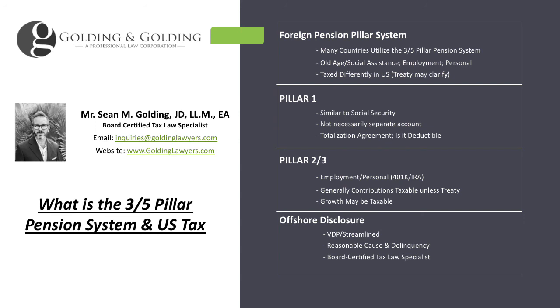If you're out of compliance and you want to consider getting into compliance, there are lots of amnesty programs available. There's voluntary disclosure, VDP, for people who are willful or just can't certify under penalty of perjury that they're non-willful, streamlined filing compliance procedures, domestic and foreign, depending on the residence of the taxpayer. There's delinquency procedures and reasonable cause.